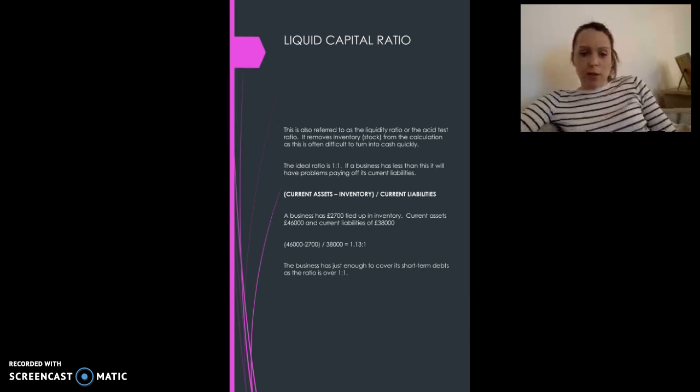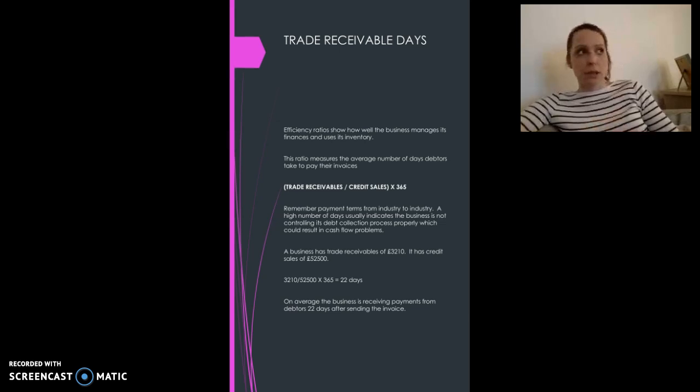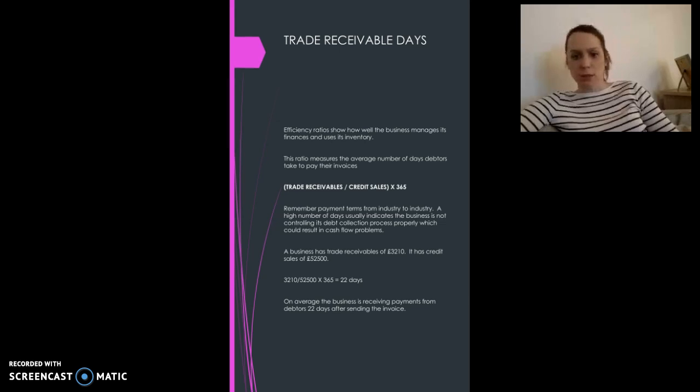Okay, so we're going to move on and have a look at, again, another efficiency ratio. So this is basically showing how quickly your business will be able to get money into the business. So efficiency ratios basically show you how well your business is managing its finances and using its stock. Now, trade receivable days measures the average number of days a debtor takes to pay their invoices. So how quickly it is you're managing and getting the money back into the business once you've invoiced them.